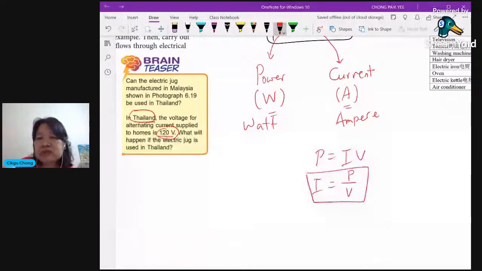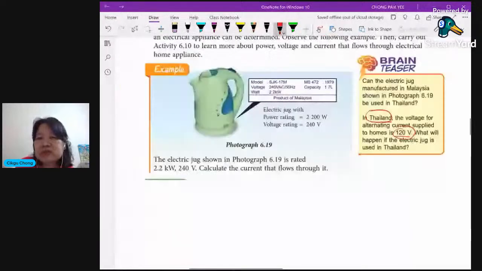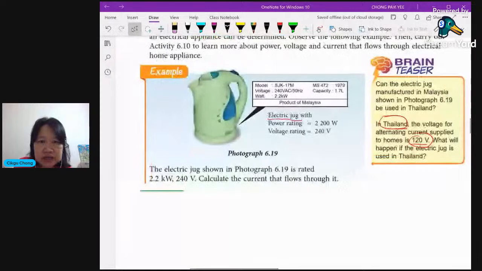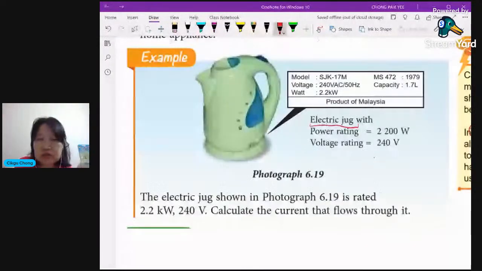All right, so now let's look at a sample example. Let's say they want to ask you about this electric jug to boil water. They give you this kind of reading, the measurement, all the figures. Watts is 2.2 kilowatts. This is actually power. Watt is a unit for power. They already gave you the power rating.